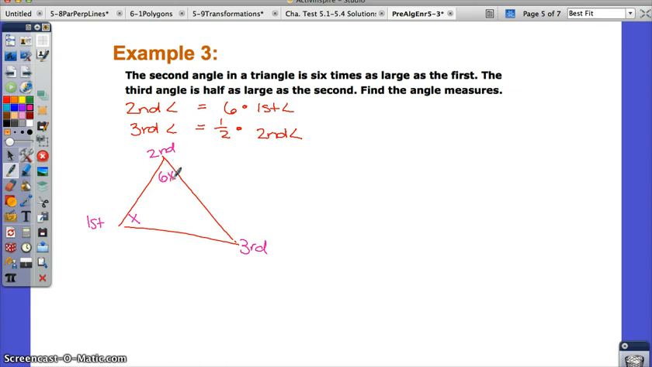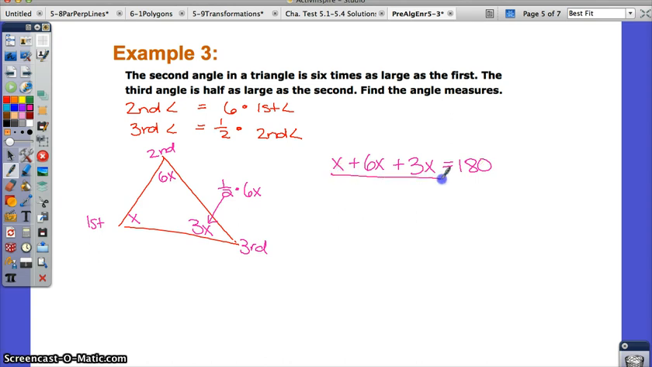And the third angle, this one down here, is half as large as the second. Well, if my second is 6x, then my third is going to be half of that. What's half of 6x? 3x. Now you have the algebraic expressions for your triangle. Write your equation and solve it. We know all three of these angles add up to 180 degrees. The hard part on this problem was coming up with those expressions. But once you have them, you're doing them just like the other ones.